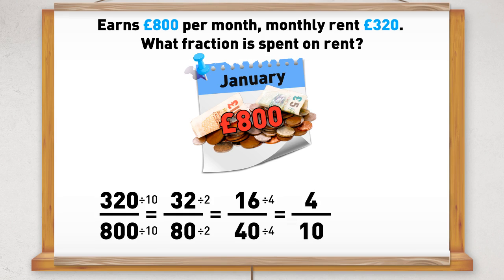I have two even numbers, so I will divide them both by 2 to give 2 over 5. There is no further number that will divide into 2 and 5, so this is the simplest form. So the fraction spent on rent is 2/5.